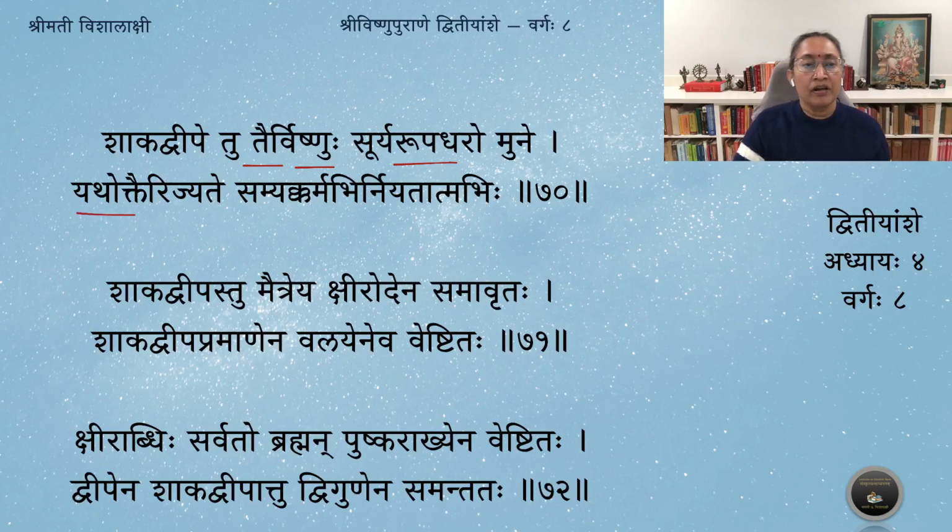Yathoktaihi karmabhihi niyata atmabhihi taihi ijyate Vishnuhu. Vishnu is being worshipped. What form is he worshipped in? Surya Rupa Dharaha. He is worshipped in the form of Surya, the sun. Surya Narayana ityapi vadamaha. So they worship Vishnu according to the actions that are prescribed in the Shastras. Niyata Atmabhihi, with a disciplined Atma, Manassa.